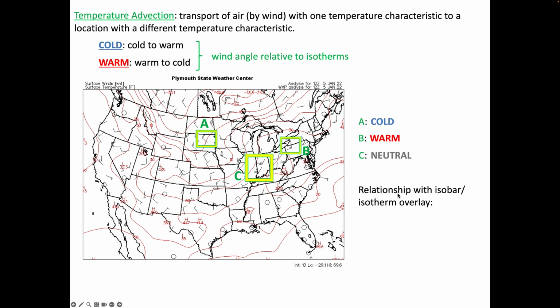Now what I want to do next, because this is going to be relevant to your lab, to your exercises, is I want to take a look at the relationship between isobar and isotherm overlays and temperature advection. And I'm going to do that in the next slide. So when we do this, because we're not going to have station models that actually indicate what the wind flow is, if we simply have isobars and isotherms overlaying each other on a single map, we basically are going to have to assume that the winds around our isobars are geostrophic. And that will give us our winds, and we can then take a look at the angle of the wind relative to the orientation of the isotherms.